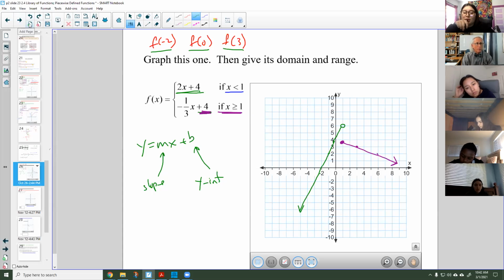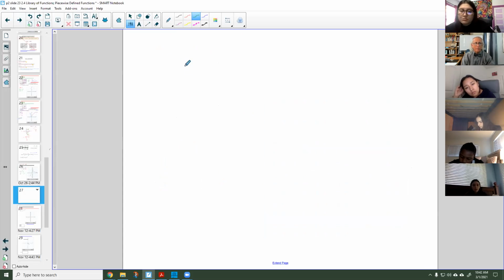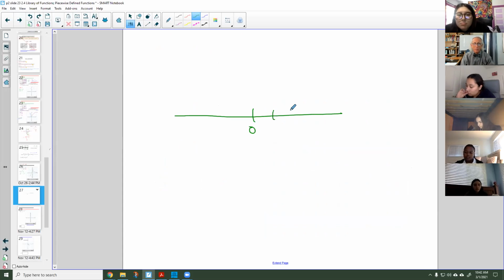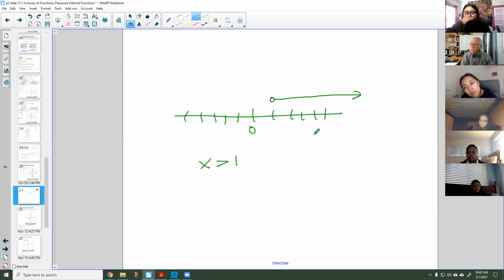I'm going to take a little tangent here, and instead of doing a graph like that, let's do a number line. Is that okay with you? Sure. If I say x is greater than 1, then I start here and I go that way. Are you okay with that? Yeah. But if I say x is less than or equal to 1, then I start here at 1 because it's included, right? And I go that way.